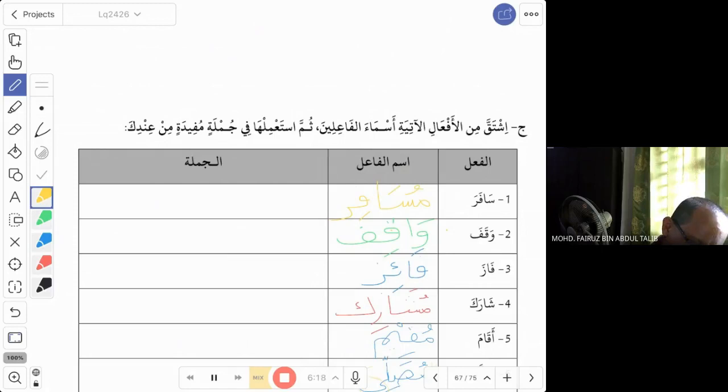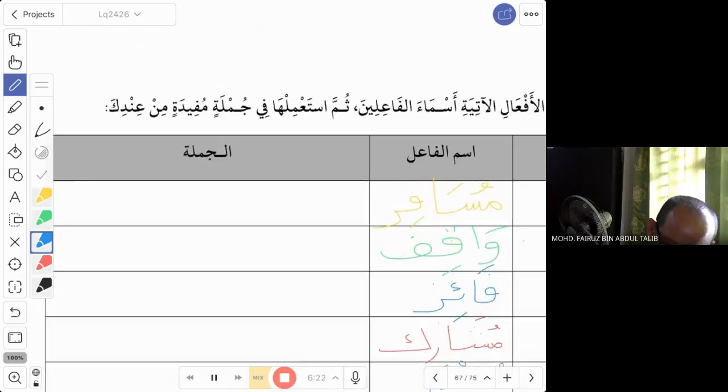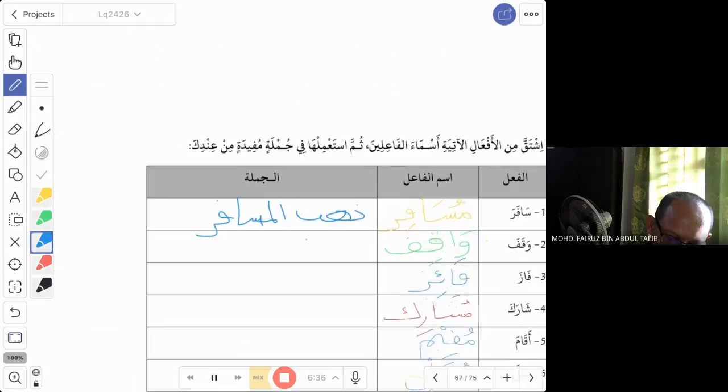Okay, so now you make it a fi'il. You make it a fa'il. Yes, correct. So you say zahaba. Do you want to add alif lam? Up to you. If you want to say the traveler, then you add the alif lam. Zahaba al-musafiru. Okay, and then you can say ila al-Madinah. Good. Yes. Or you can use the fi'il.